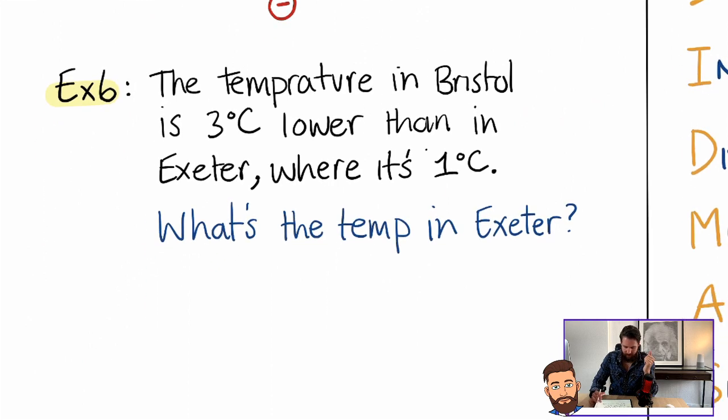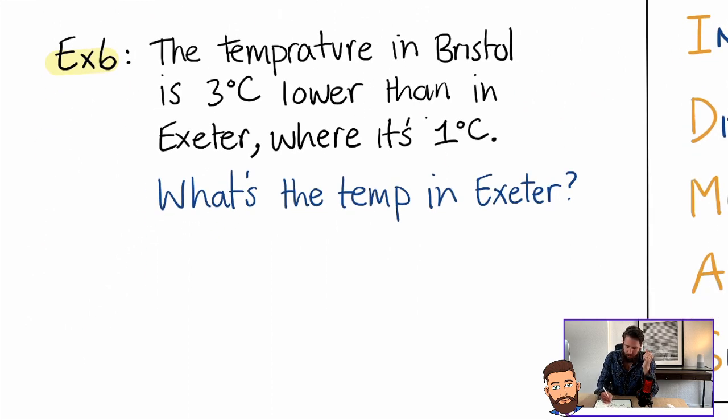Example 6. The temperature in Bristol is 3 degrees lower than at Exeter, where it's 1 degree. So in Exeter, it is 1 degree.